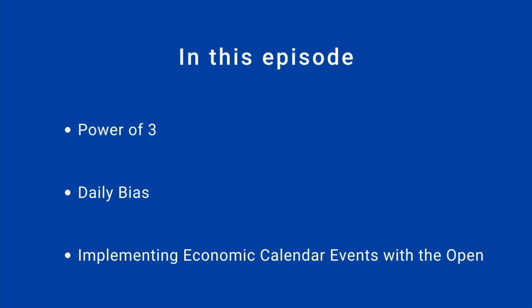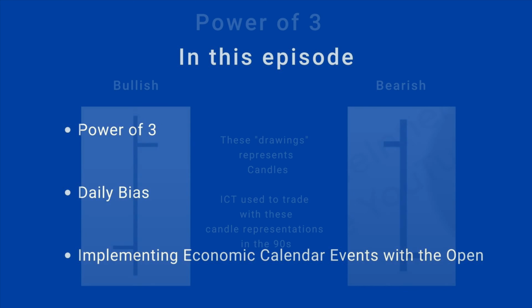Here we're going to be talking about the power of 3 and we're going to see some bearish examples. We're going to talk about the daily bias and last but not least about implementing the economic calendar events with the open. So guys, let's talk about the power of 3.